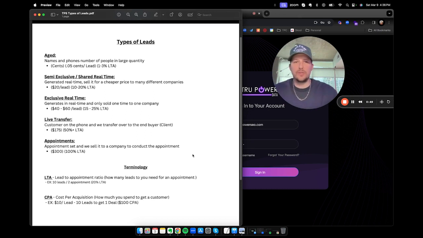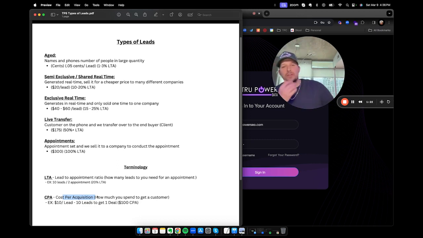Second term to understand before we dive into these 5 different types of leads is CPA, which is cost per acquisition, that you can see here at the bottom. You want to understand your cost per acquisition, because once you understand what it really means, then it doesn't matter what your price per lead is. And you'll understand that here in a minute. So if you spend $10 per lead, let's say, and you get 10 leads and you get 1 deal out of those 10 leads, that means you spent $100 to get 1 deal. Your cost per acquisition is $100.